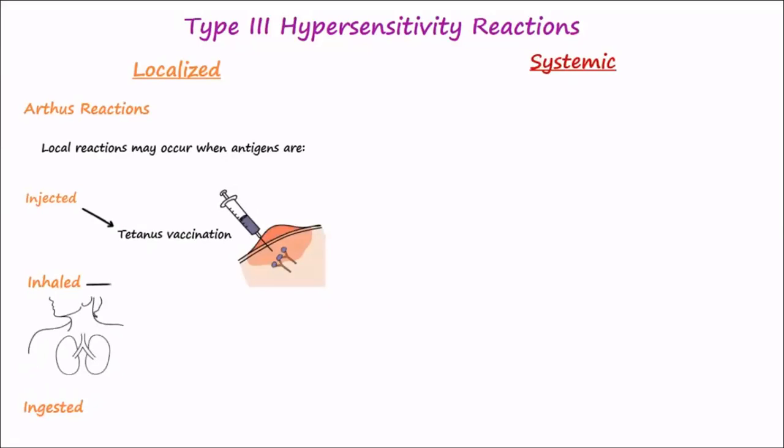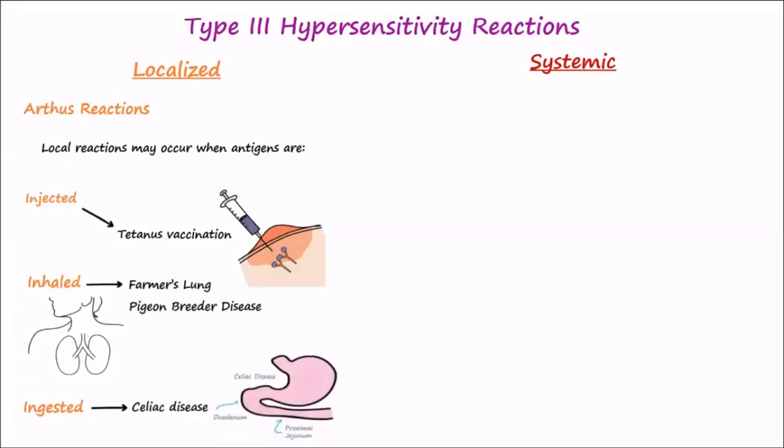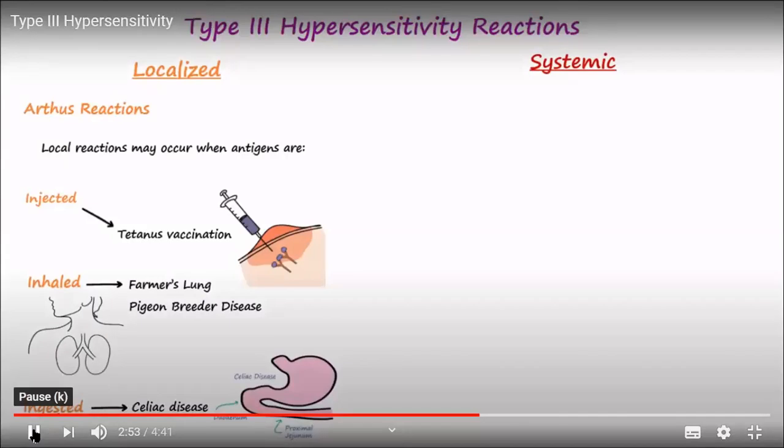Examples include farmer's lung and pigeon breeder disease. Ingested substances, like gluten, can cause celiac disease or gluten-sensitive enteropathy in susceptible individuals. Now, forms of systemic type 3 hypersensitivity reactions.